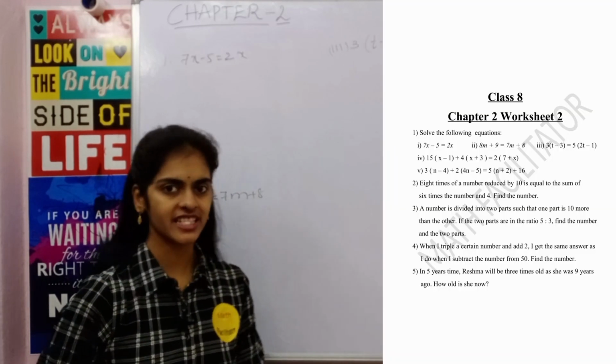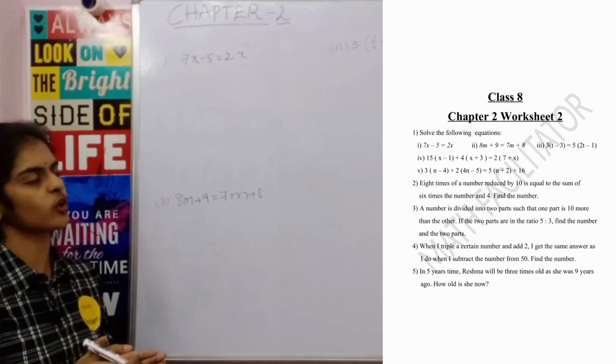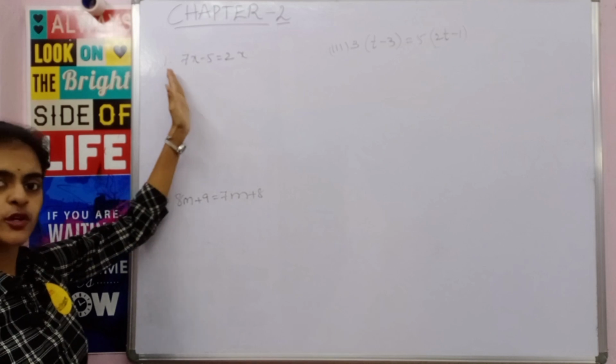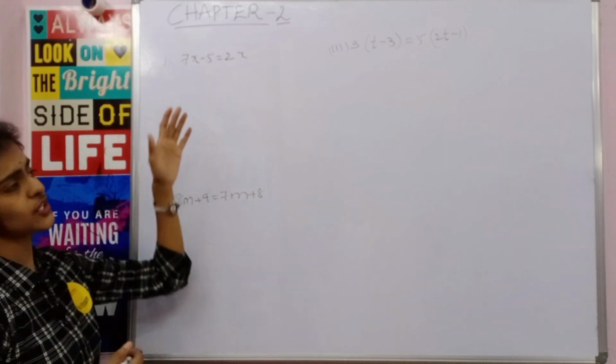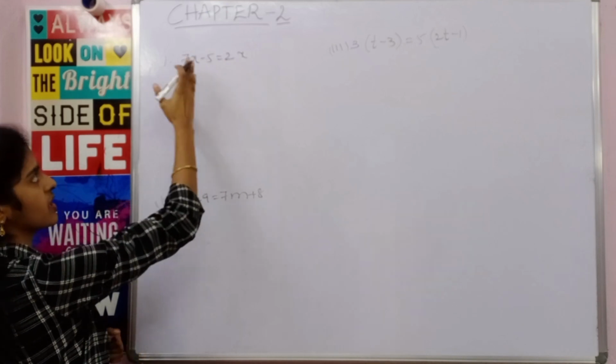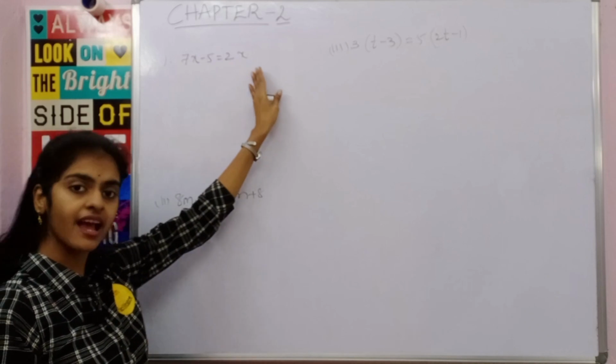Moving on to the first question. You have to solve these equations to get the value of the variable, okay? Here you can find that in every question you have variables on both sides of the equation. Now let us see how to solve them. So you have 7x and 2x here, okay? You have 7x on the LHS, the left hand side of the equation, and 2x on the RHS.